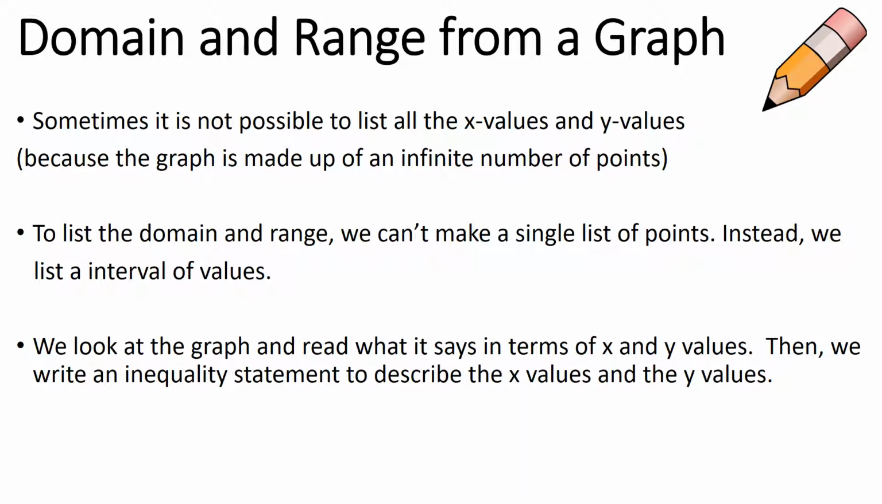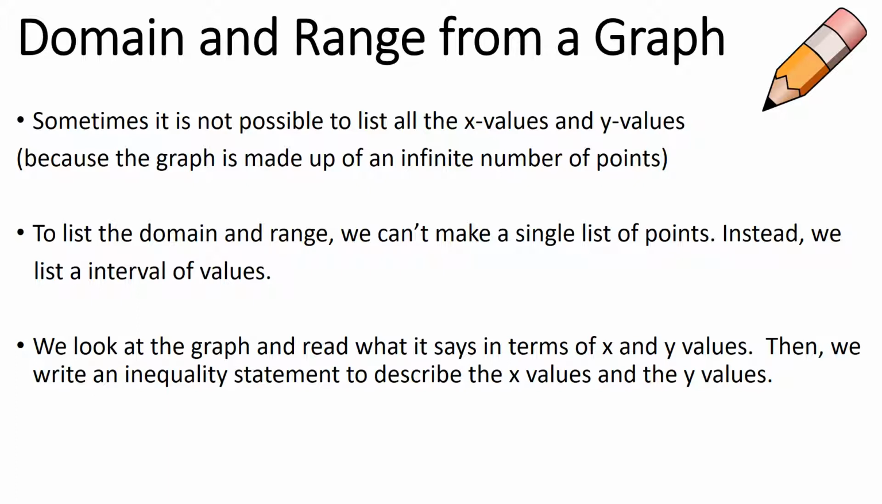Okay, so we're talking about domain and range from a graph. So we have 3 bullet points that we need to get down inside of our foldable. The first being that sometimes it's not possible to list all of the x values and y values like we've done in the past because the graph is made up of an infinite number of points, or we also can call that a continuous graph.